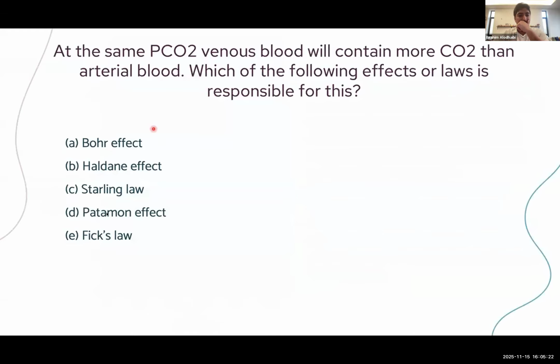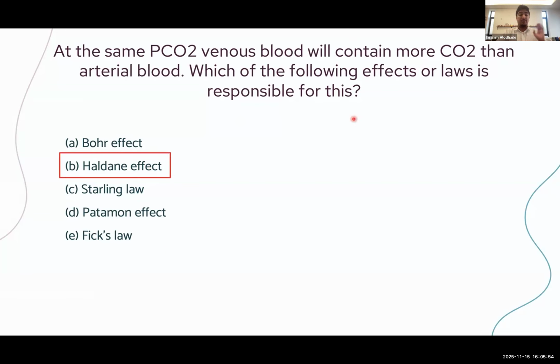So, at the same PCO2, venous blood will contain more CO2 than arterial blood. Which of the following effects or laws is responsible for this? Okay, I'm seeing some answers. I'm glad I brought in this question. All right. So the answer to this question is B. It is the Haldane effect.